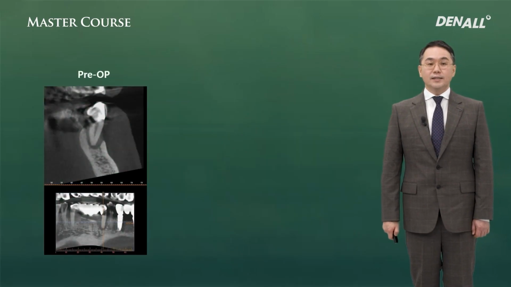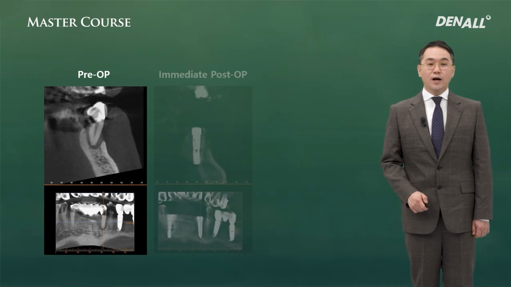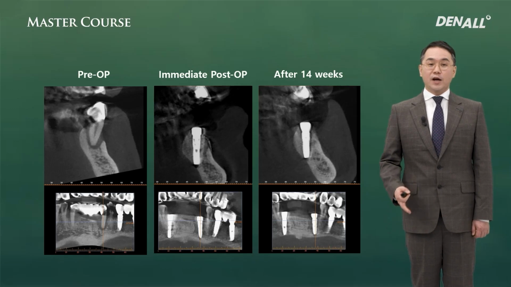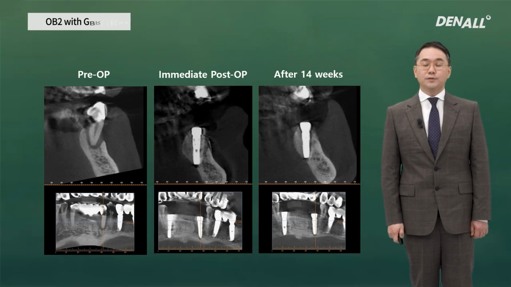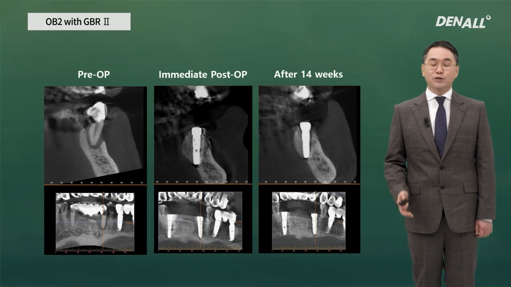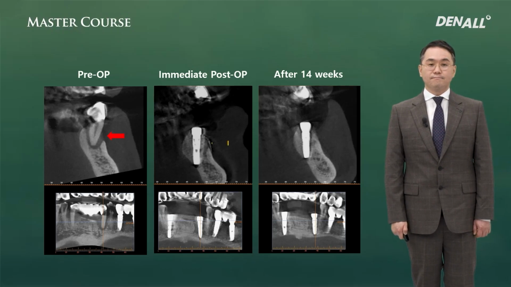This is a CT scan of number 33. If you compare pre-op, post-op, and 14 weeks later, after Ossbuilder is removed, you can see that bone has been regenerated. The defect was very extensive. However, with Ossbuilder, you can see that bone has been regenerated with the desired contour on the buccal side.